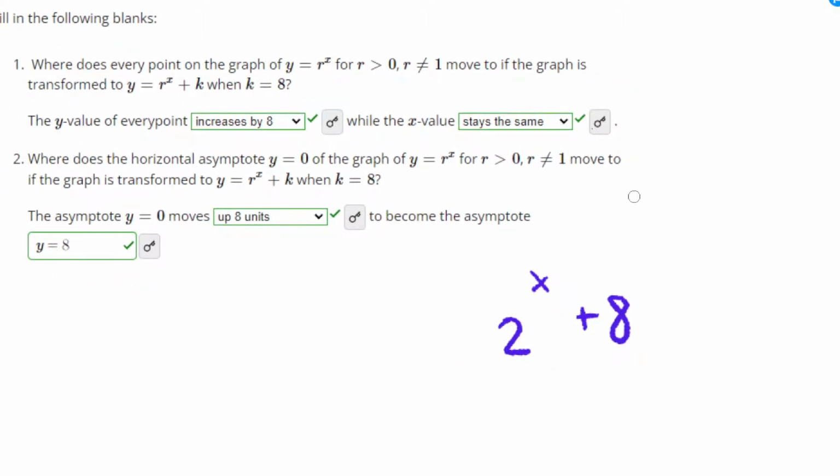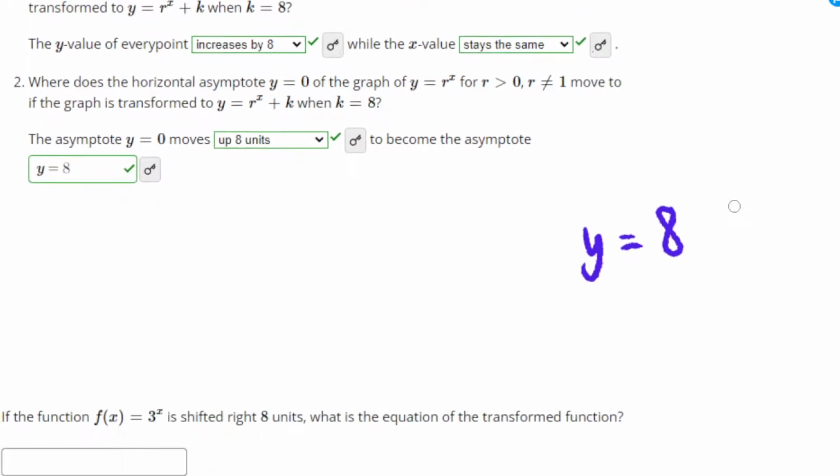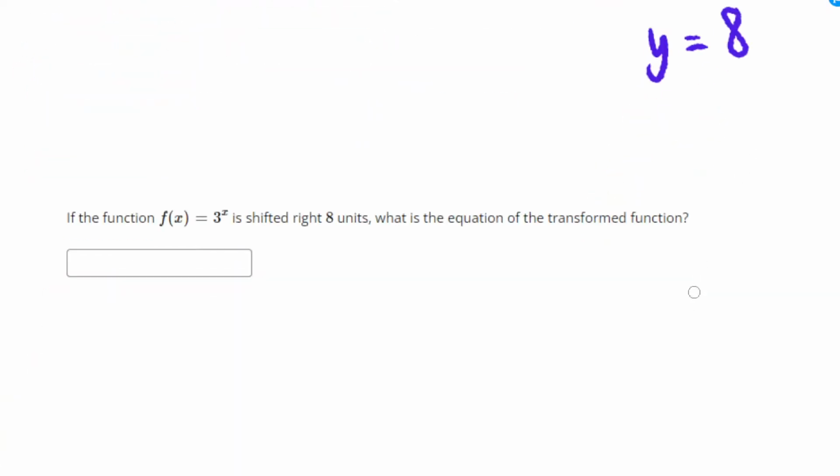Where does the horizontal asymptote y equals 0 of the graph of y equals r to the x, for r greater than 0, r not equal to 1, move to if the graph is transformed to y equals r to the x plus k when k equals 8? The horizontal asymptote is going to basically be this plus or this minus. So it will be y is equal to positive 8. It's basically our k is equal to whatever that is. And it moves up 8 units and becomes the asymptote, like I said, y equals 8.